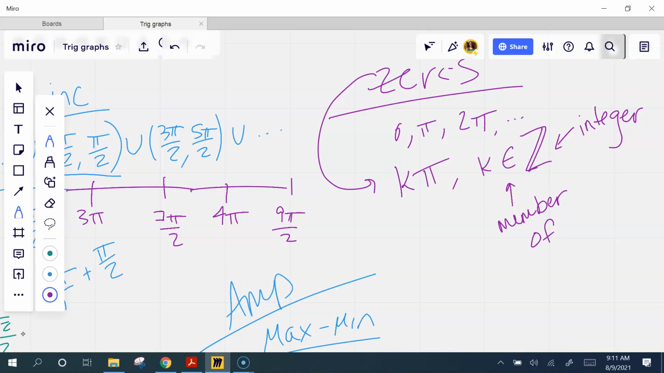All right, I'm going to leave you cosine and tangent to do. I want to flip over to secant. It's like the inverse, it's going to go up.